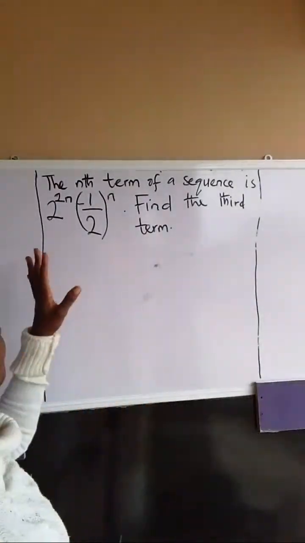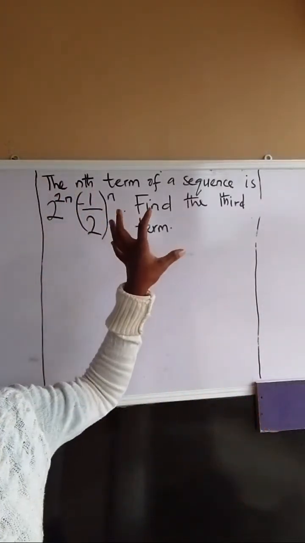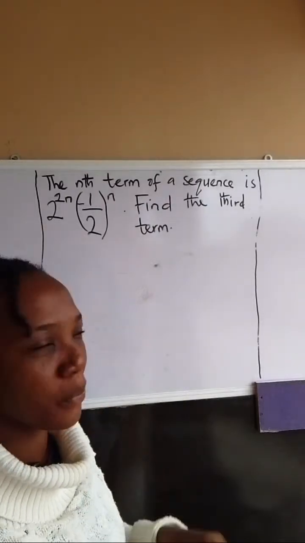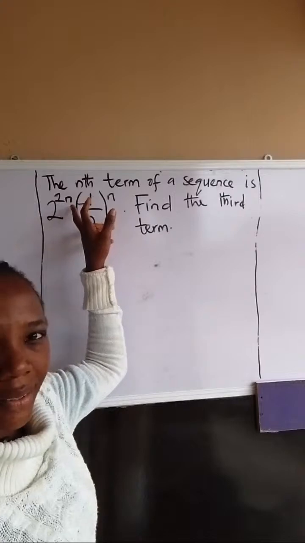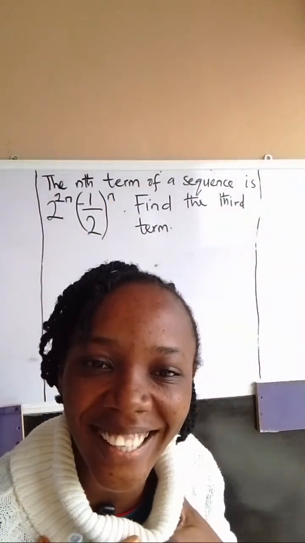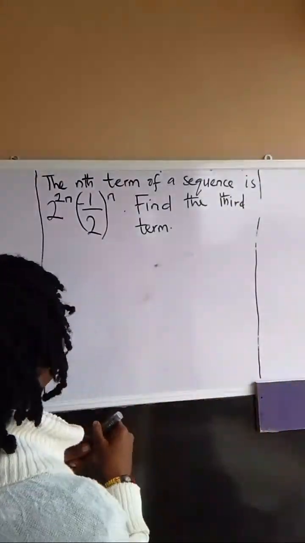All right, so we're asked to find the third term of this particular sequence, which is quite easy. All you need to do is, wherever you see the n, which is the number of terms. All right, so let's start.